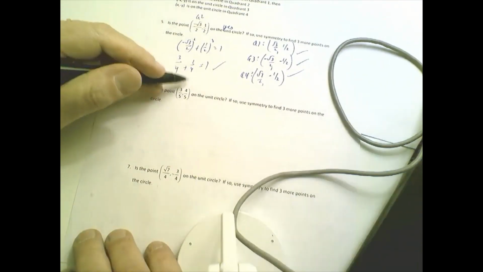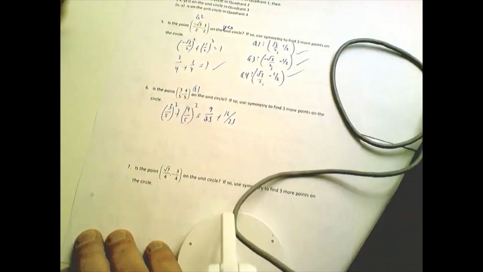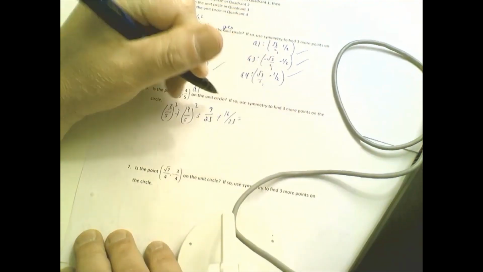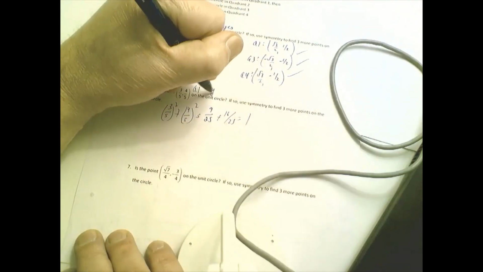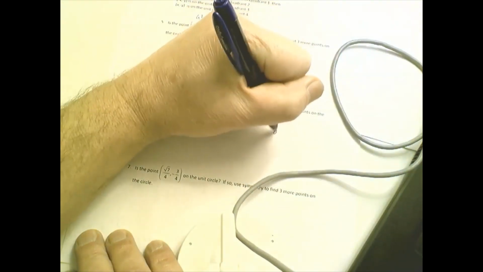Is the point (3/5, 4/5) on the unit circle? Think Pythagorean theorem in the lovely 3, 4, 5 triangle. I bet you're going to think the answer is yes. By the way, that would be quadrant 1 if it is. 3/5 squared plus 4/5 squared equals 9/25 plus 16/25. Last time I looked, 9 plus 16, 25 over 25. It's 1. Yes, it's on the unit circle. There's quadrant 1. Let's find my other points.